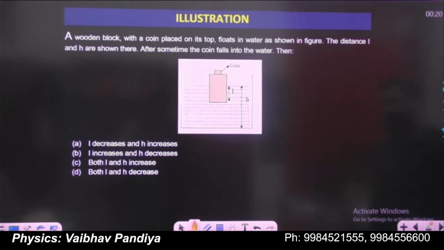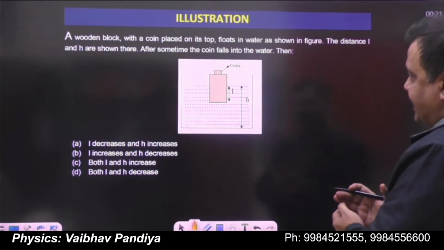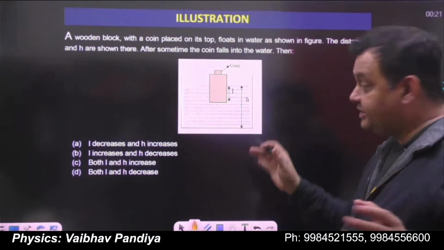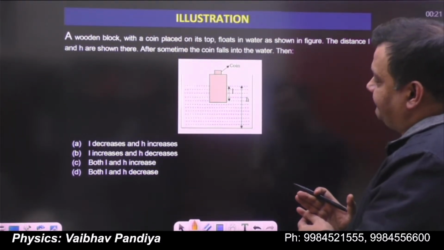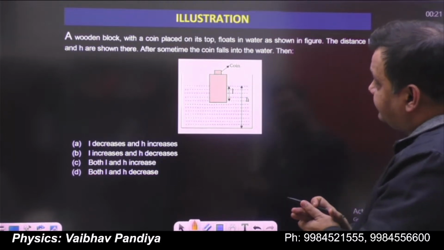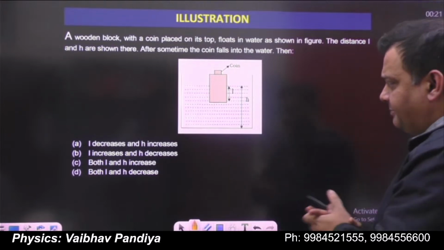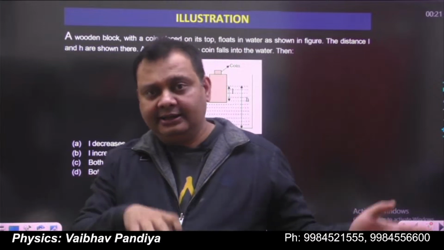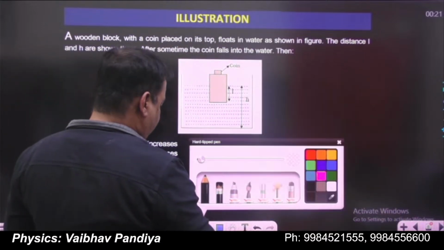Like see, we have an illustration. A wooden block with a coin placed on its top floats in water. The distances L and H are shown in the figure. This is your L, that is the level of the wooden block present inside the liquid, and H is the height of the liquid in the container. After some time, the coin falls into the water, then L decreases, H increases, L increases, H decreases, and so forth. Basically, you have to find the relative change in L and H, correct? So we remember the coin is metallic, the coin is of metal.